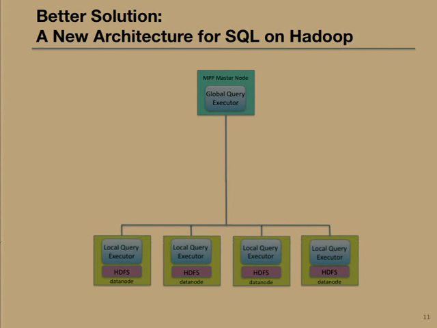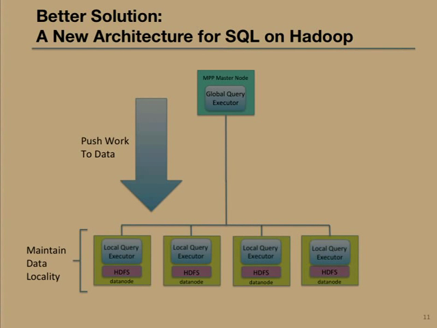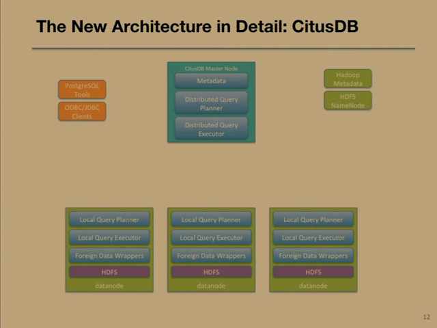So in effect, what you're doing is pushing the work down to the data, as opposed to pulling the data over to the work. And this allows systems like this to scale out in the same way that you're able to scale out with something like MapReduce. So I wanted to go into some more detail about how this actually plays out in a system like CitusDB. CitusDB is built on top of PostgreSQL.